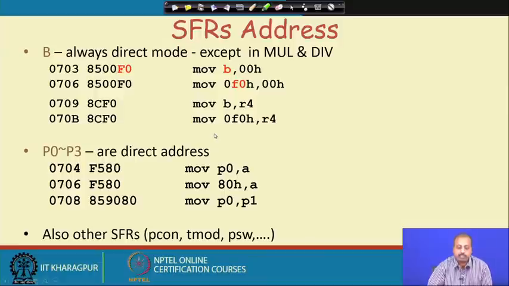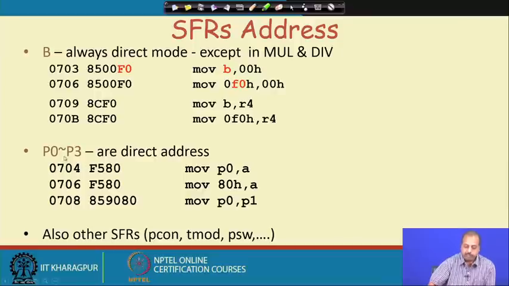Take another special function register, like the B register. It can always be used in direct mode, except in the multiplication and division operations, where these two instructions use it separately. So, MOV B, 00 hex is coded as 85 00 F0, and then MOV 0F0, 00 is also the same instruction with the same meaning, but in a different format. The B register is coded as F0, so F0 comes here. Two instructions have the same meaning.